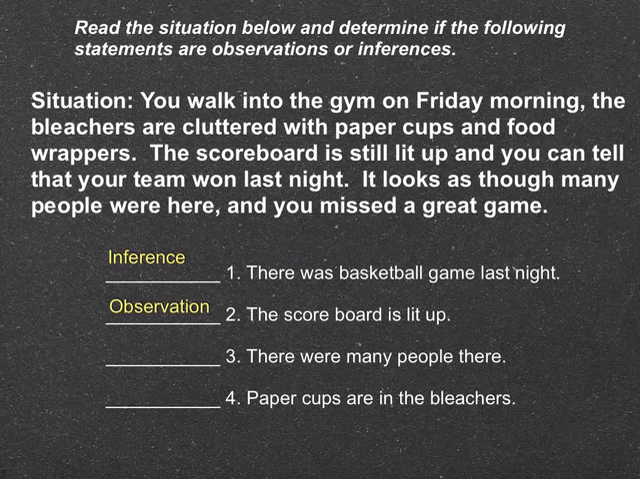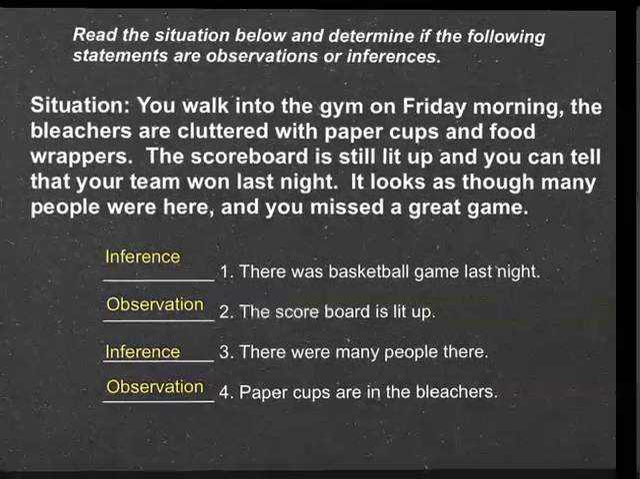There were many people there. Inference. Raise your hand, please. Tommy? That's an inference. Based on the observations, you may think that, but you didn't actually see the people there. What if there were 6 people? 4, their paper cups are in the bleachers. Farhan? That's an observation. That's something you directly observe. Good. So observations you actually see or measure. Inferences are things you believe based on those observations.